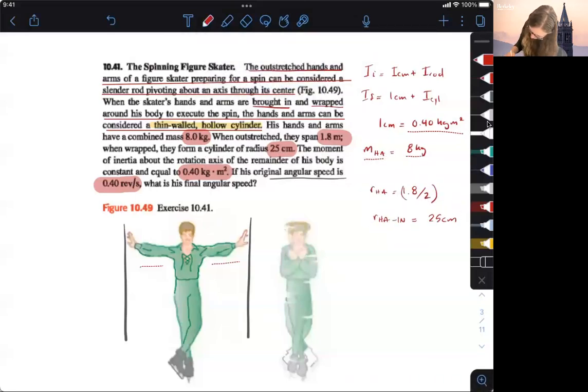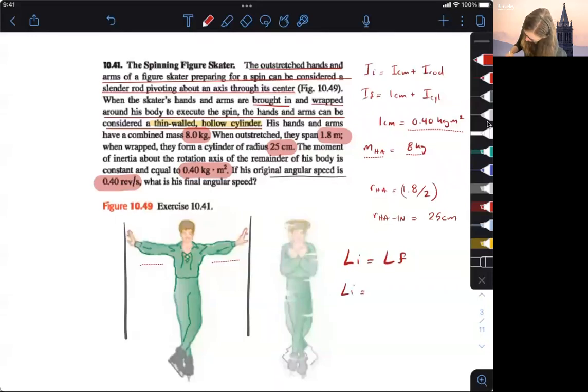So we know that our angular momentum, L_i is equal to L_f. The general expression for this is L_i equals initial angular velocity times initial mass moment of inertia, and then L_f is equal to final angular velocity times final mass moment of inertia. We're given the original angular speed, so this is this ω_i here. So we do have that.